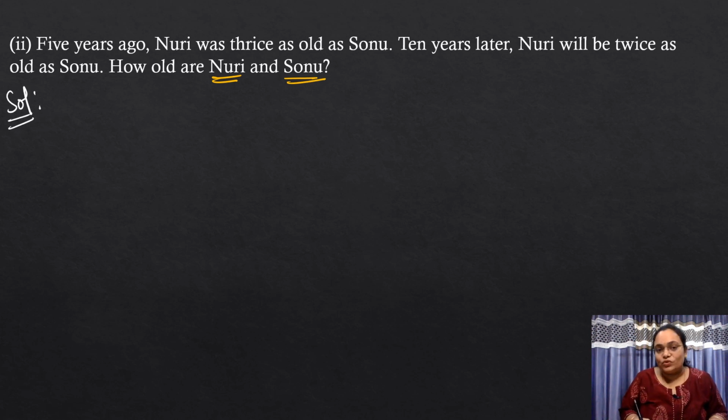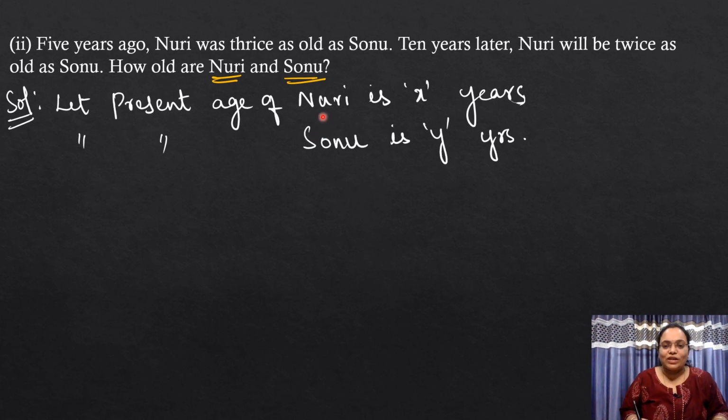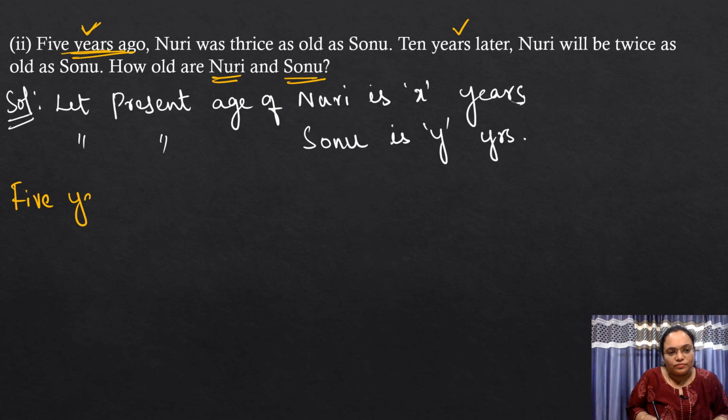So let us assume the present age of Noori to be x and the present age of Sonu to be y. See the question. We have two scenarios, that is 5 years ago and 10 years later. So let us first take the 5 years ago scenario.